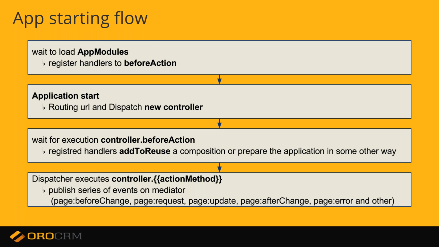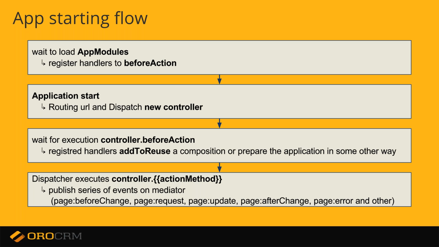resolved. We utilize before action method, as you saw before, to register validation rules, register global handlers in mediator, subscribe events handlers to mediator, and create global view. And there might be other cases where app modules are useful.